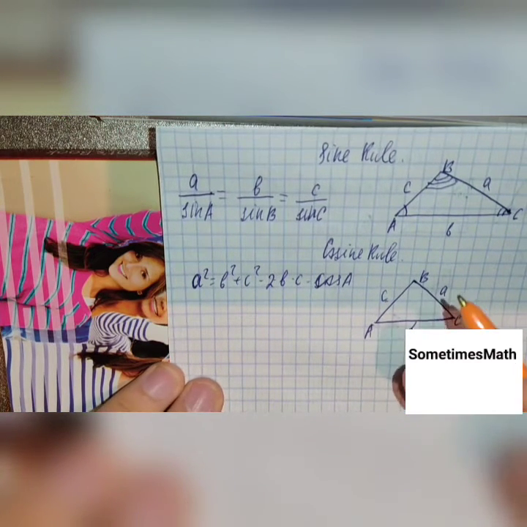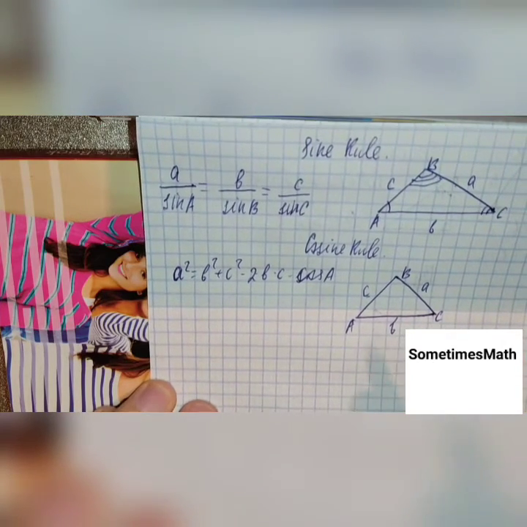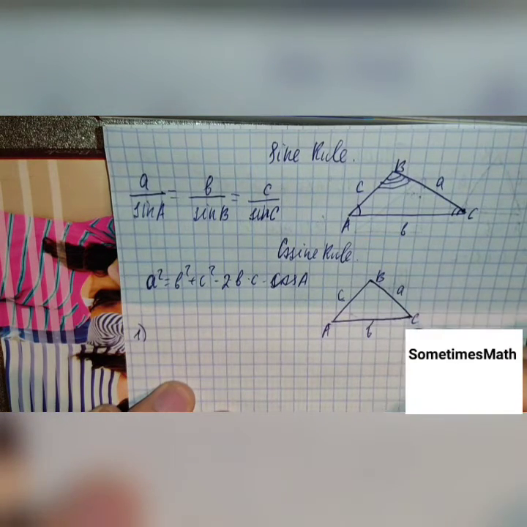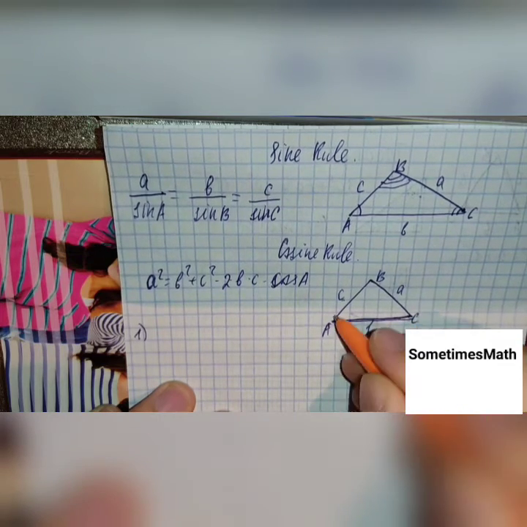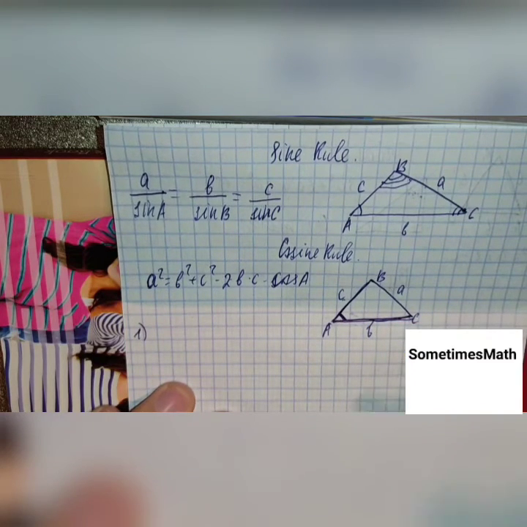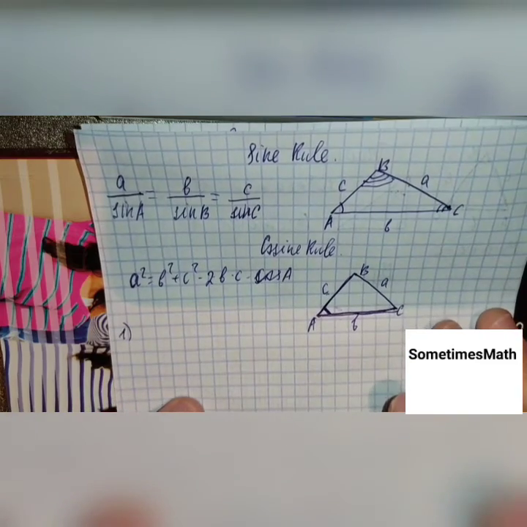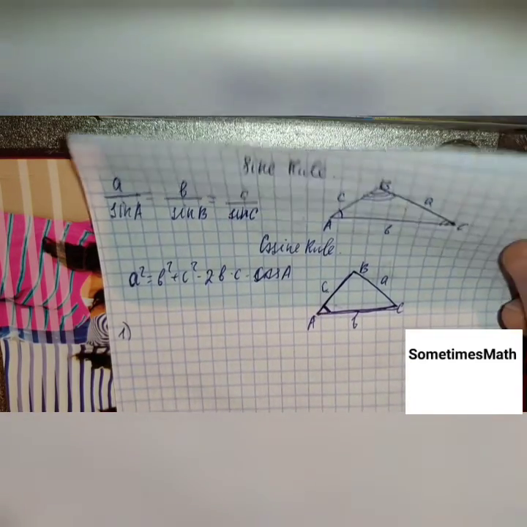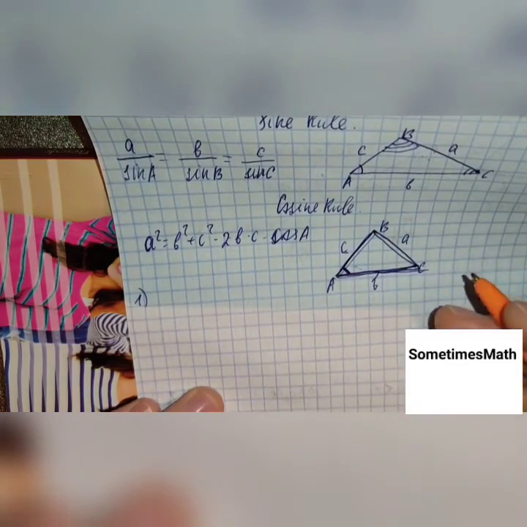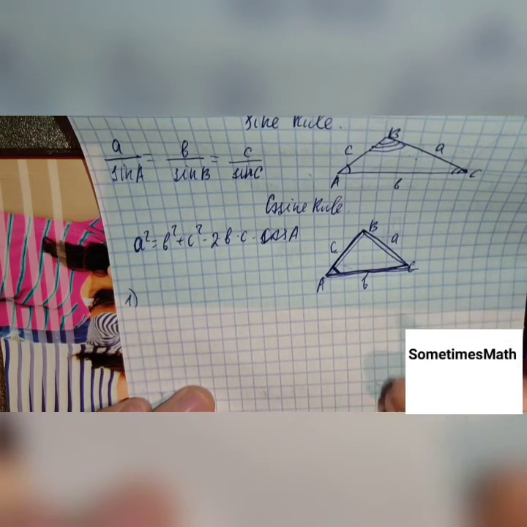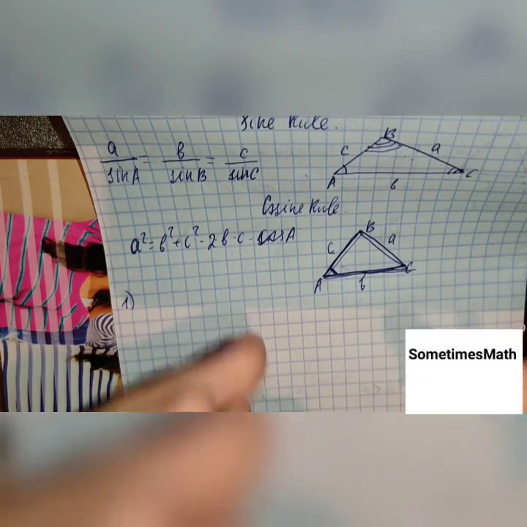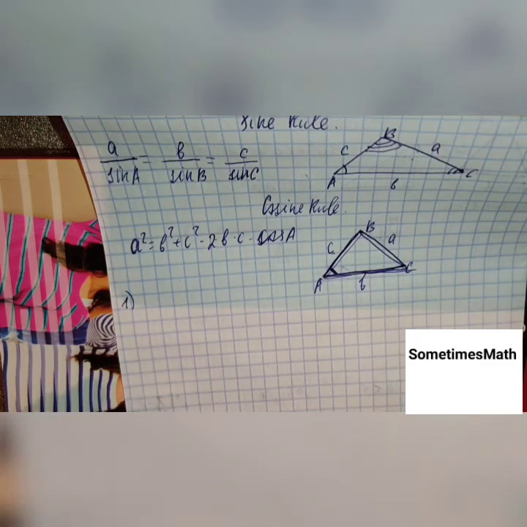When do we use it? First is when we know two sides and the angle between them, to find the third side of a triangle. Secondly, when we know all three sides of a triangle, to find the angles of a triangle. This rule can help us to solve difficult looking problems easily.